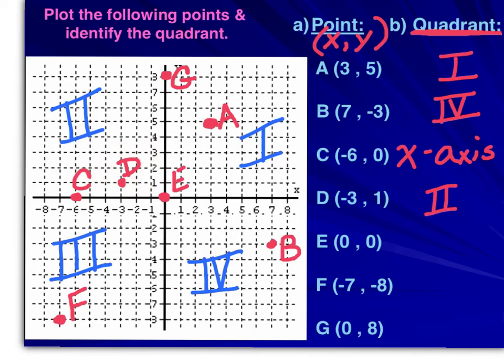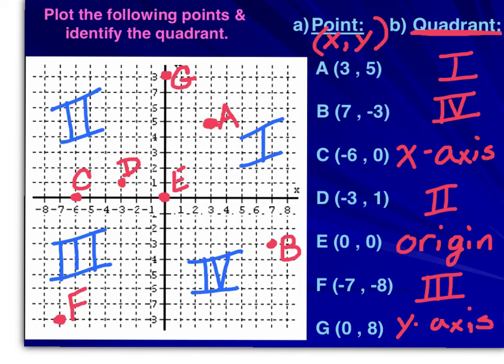Point E is located here. That's similar to what we discussed with point C. It's not in any of these 4 quadrants. It's on the x-axis and it's on the y-axis. It's actually located right at the origin. So it's not in any of the 4 quadrants. It's on the origin, and so we should write origin. Point F, if we take a look, is in quadrant 3. And the last point, point G, is in between quadrant 1 and quadrant 2. It's actually on the y-axis, so we're going to write y-axis.